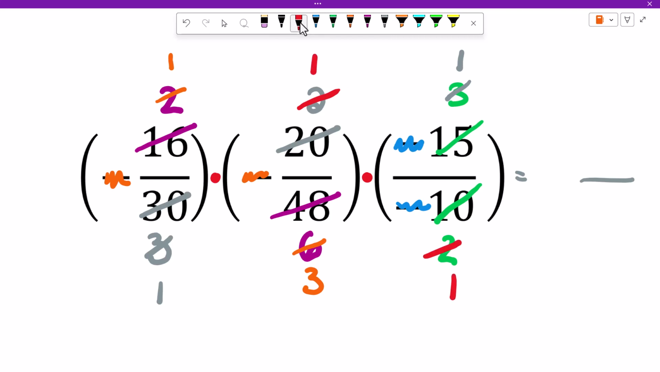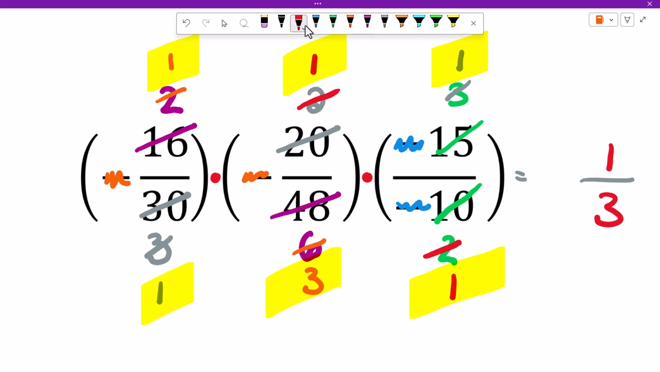Notice I picked this 3. I could have picked that 3. It doesn't matter which 3 I picked. All right? A 3 on the top cancels the 3 on the bottom. So now all we have is a bunch of 1s left on the top. We can't make 1 any smaller than 1. So that's it, we're at the lowest we can be. On the top we have 1 times 1 times 1, which is the number 1. On the bottom we have 1 times 3 times 1, which is 3.